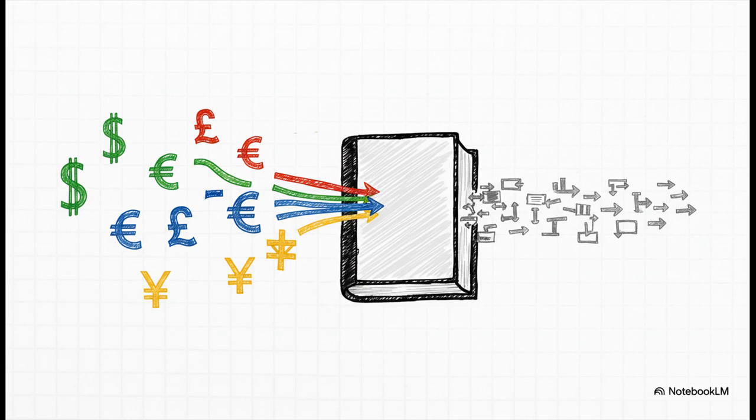Luckily, we're not starting from scratch. The accounting world actually came up with an answer. It's called International Accounting Standard 21, or as you'll hear it, IAS 21. The best way to think about it is like an official rulebook, a common language that lets companies everywhere translate all that multi-currency chaos into one single understandable report.